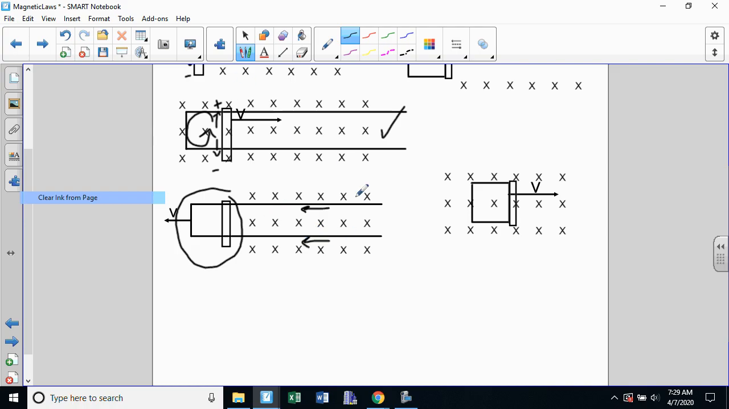Now these are rigid rails. What I want you to do is QV cross B. So V is to the left, B is into the page. You'll notice that on both of these, the force is down. The force is down, okay? Well, these rigid rails can't move down.